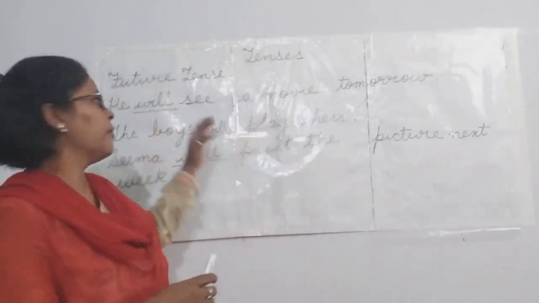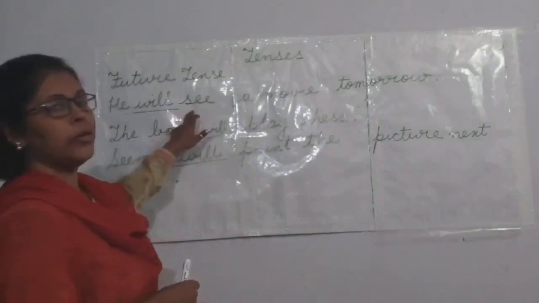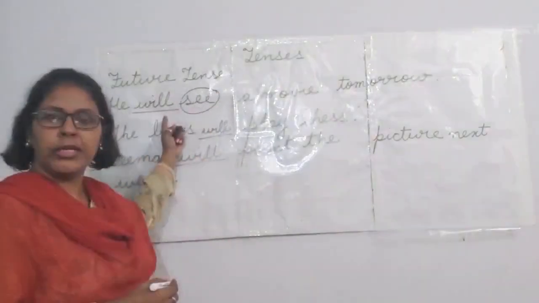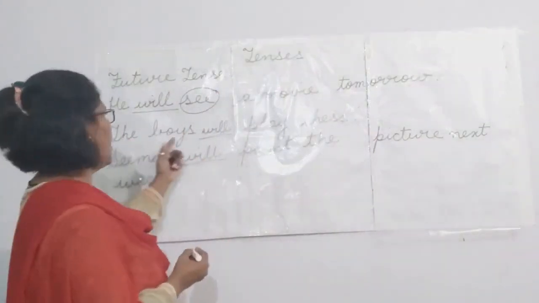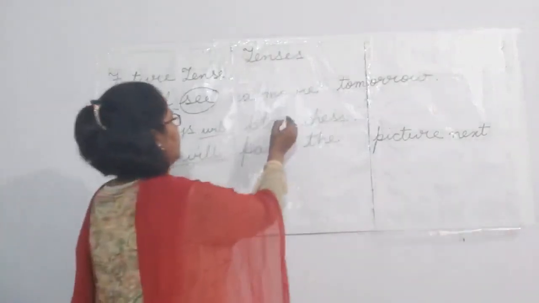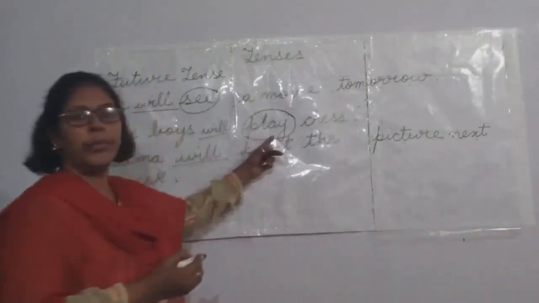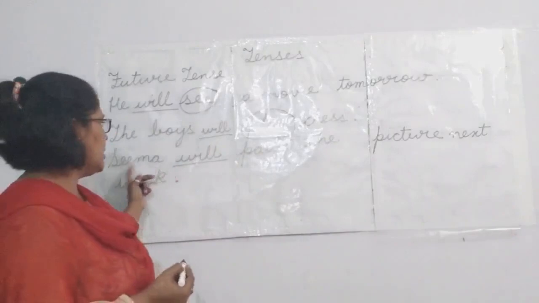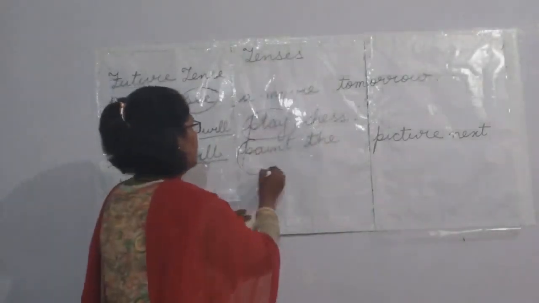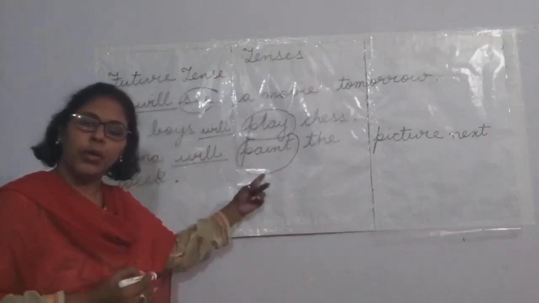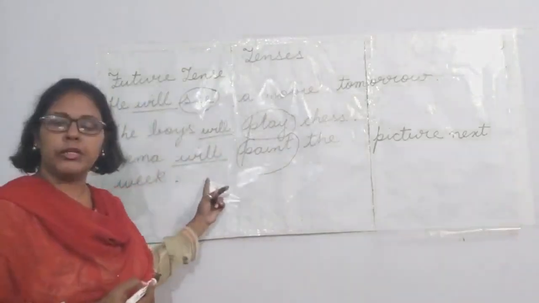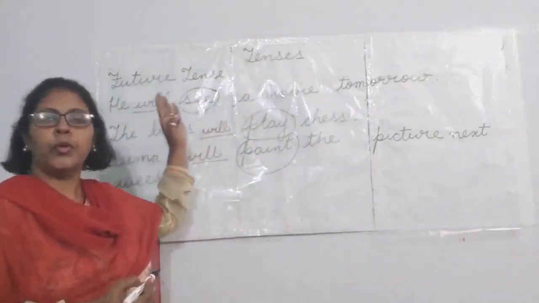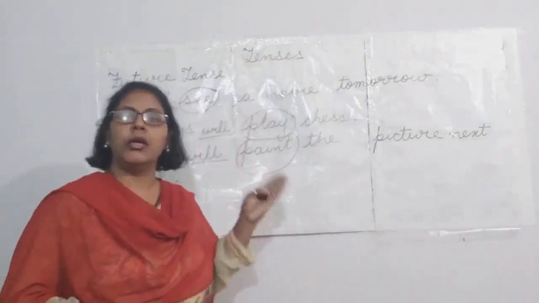So here in the sentences, if you see, he will see. If you see here, this see is a verb and before that, will is used. Second sentence, same way, the boys will play. Again, play here is a verb and before that, will is used. And the last sentence, if you see, Seema will paint. Again here, paint is also a verb and so before that, will is used. So whenever will is used before a verb, the verb is in the future form.